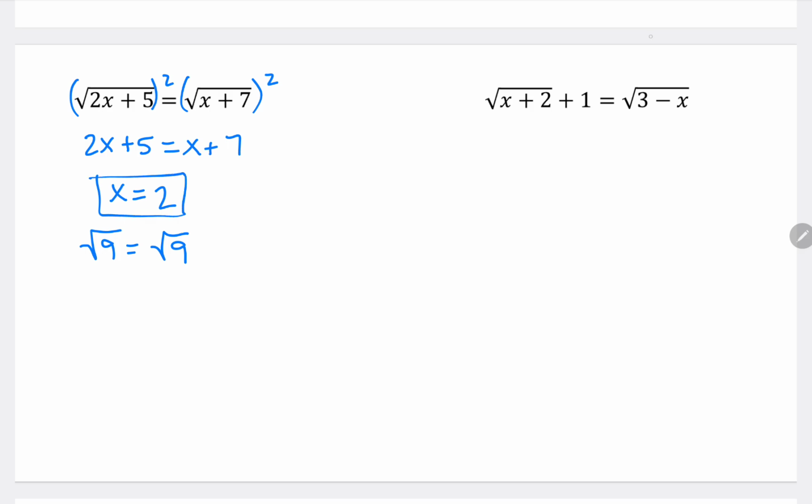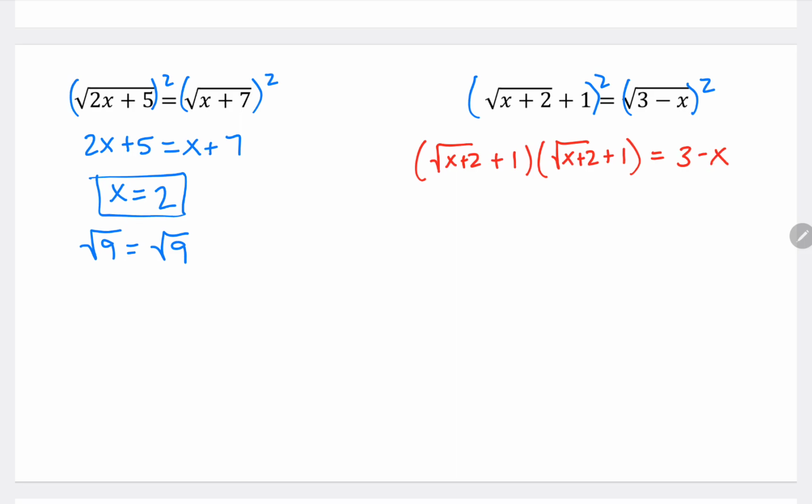But the second example is a little bit trickier, because when we square both sides of the equal sign, we end up needing to FOIL the left side of the equal sign. So we'll have the square root of x plus 2 plus 1 times the square root of x plus 2 plus 1. And then on the right side, the square root and the square just cancel each other out. So we have 3 minus x. But because this square root side wasn't isolated, that's why we have to FOIL this all out.